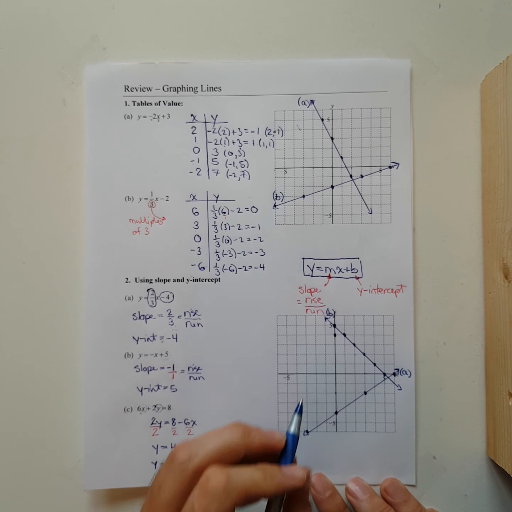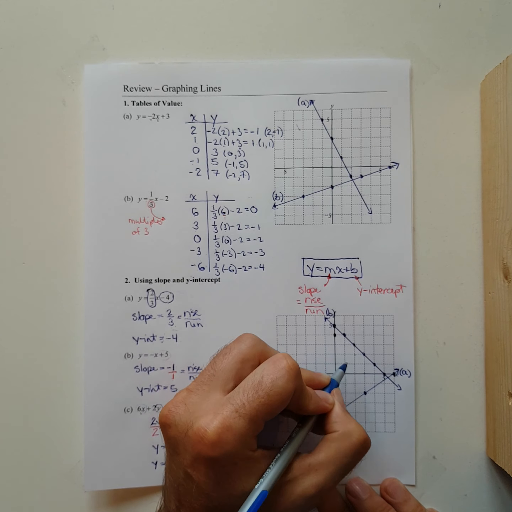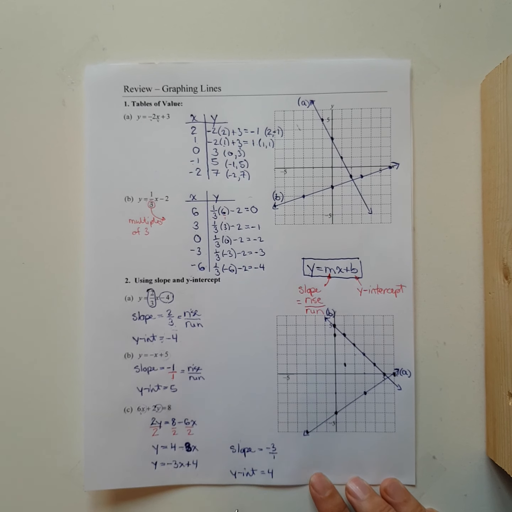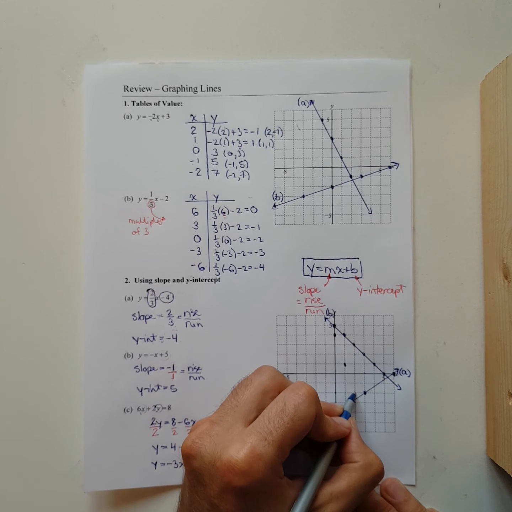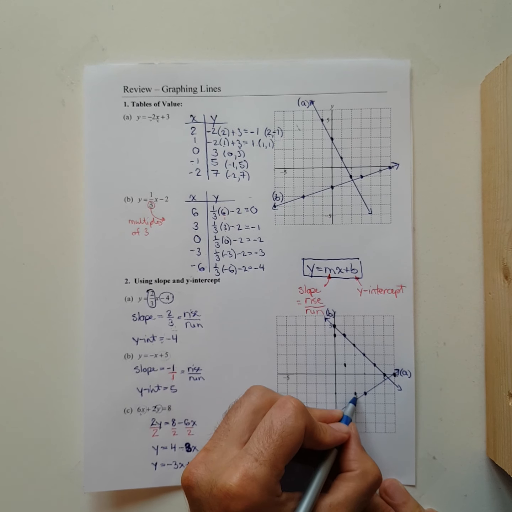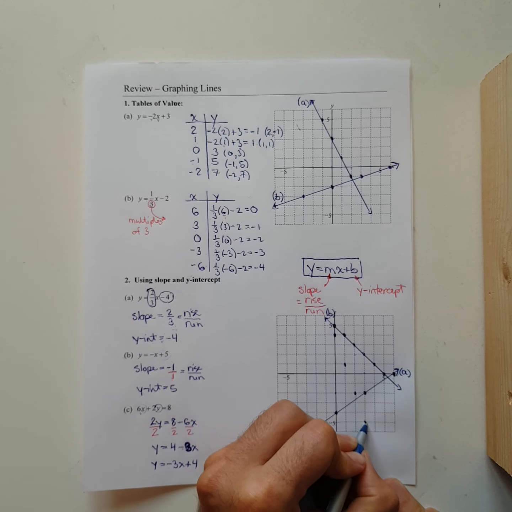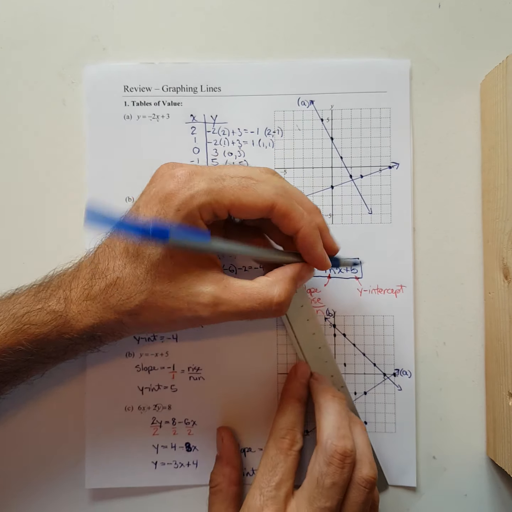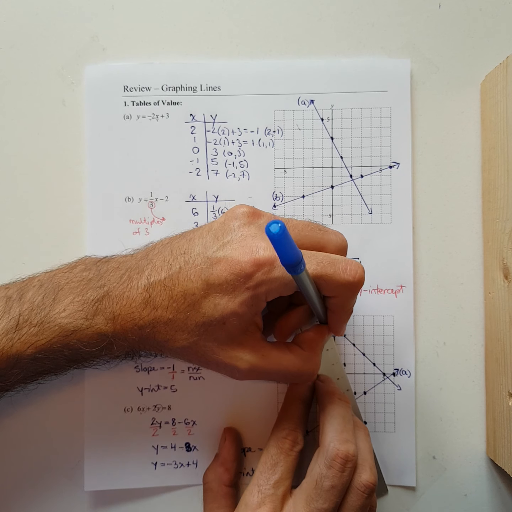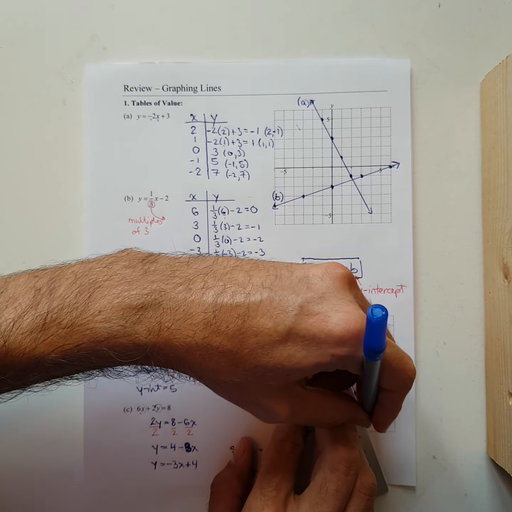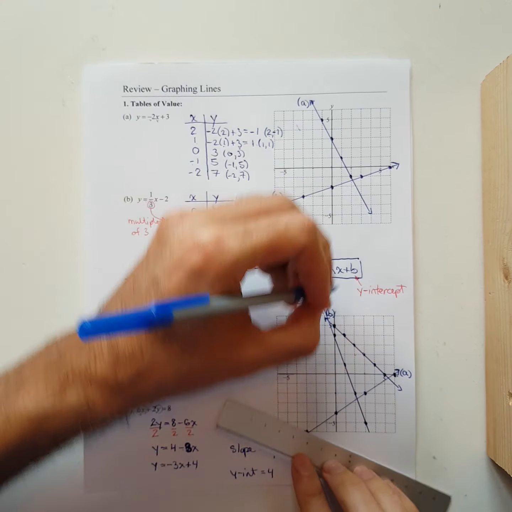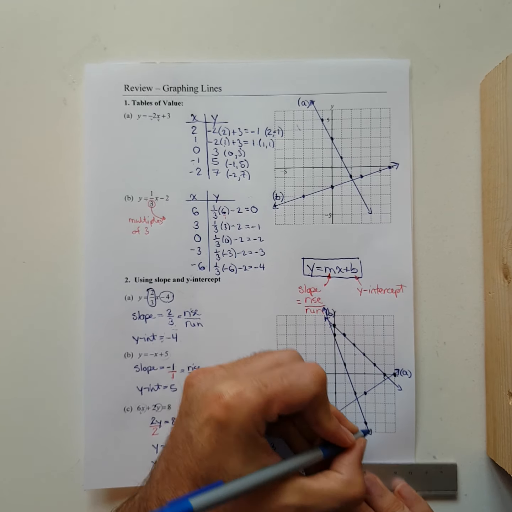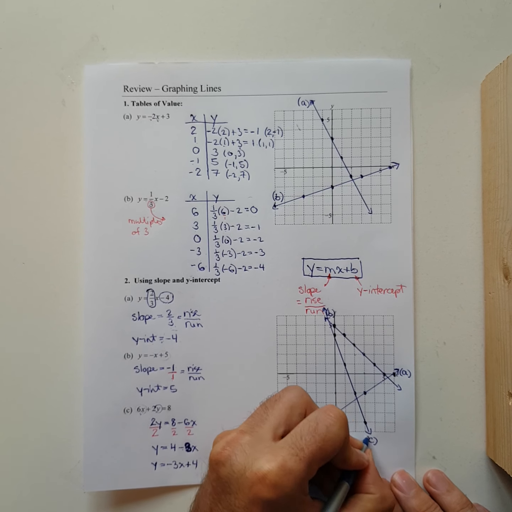We're going to rise negative 3 this time, so go down 3, run positive 1. Rise negative 3, run positive 1. So we very quickly generate a whole lot of points. Okay. Connect those dots. And there is our third line, and I'll label that down here as C.